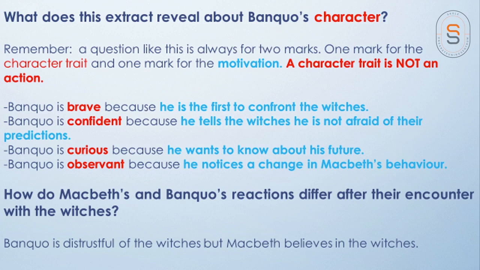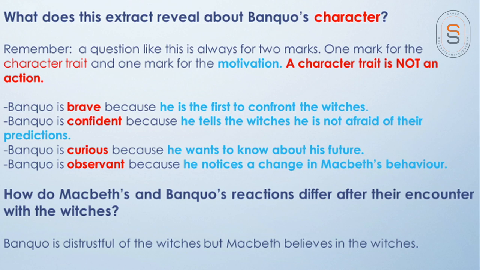What does this extract reveal about Banquo's character? Now, here you have to always look at the mark allocation of a question like this. If it's only for one mark, you only need to write down a character trait. If it's for two marks, you need to write down a character trait and a motivation. And remember, a character trait is not an action. So in this case, it was for two marks, and you had to tell me Banquo is brave because. So the because part is your second mark.